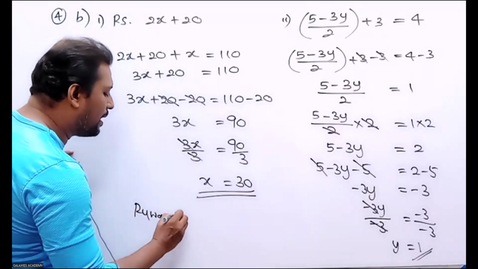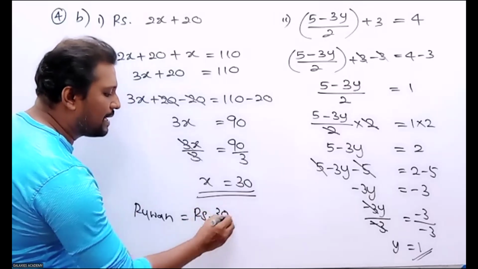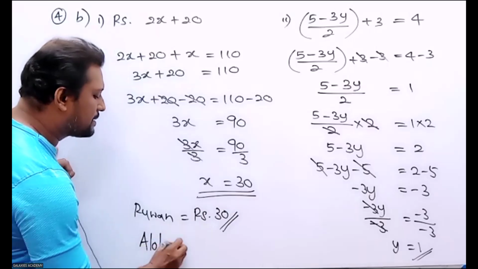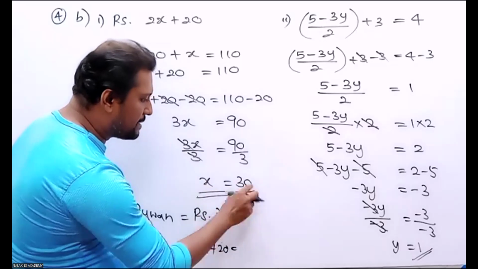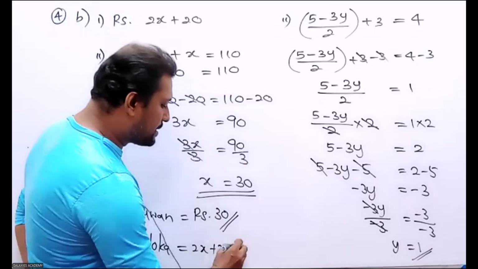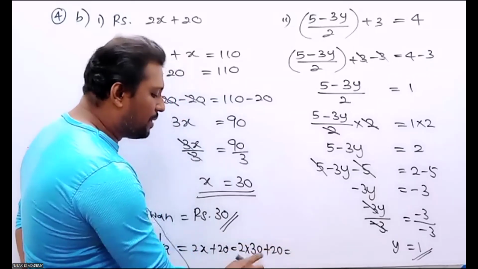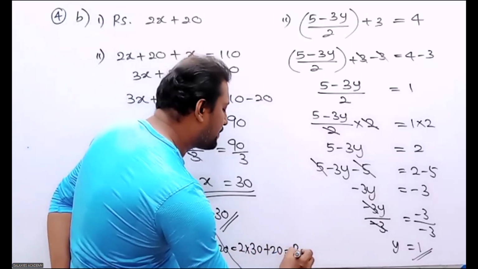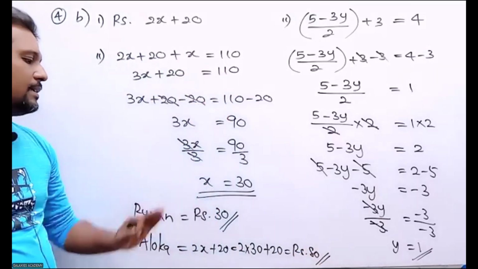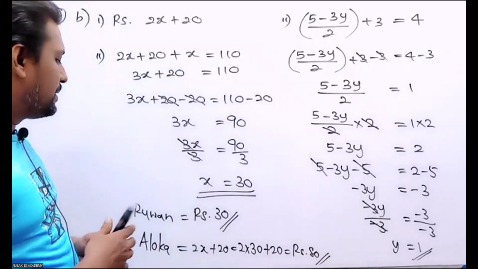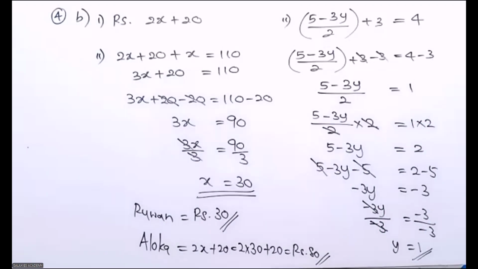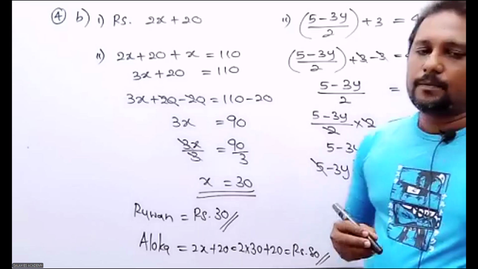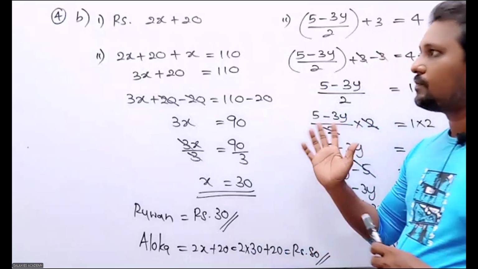Right? So I can write Ruan has x rupees, no? So Ruan has 30 rupees. Then Alok has 2x plus 20, right? So x is 30, so you can substitute here: 2 multiply 30 plus 20. 2 multiply 30, 60. 60 plus 20, 80. Right? These are the answers. Separately, you can find the amount they have. Right? These are all the answers for the fourth question.